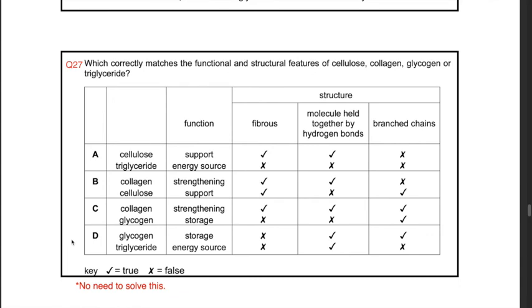Question 27. Well, if you recall correctly, I have already solved this question in one of the previous questions. Hence, the answer is A. You could refer to the explanation by looking at the previous questions.